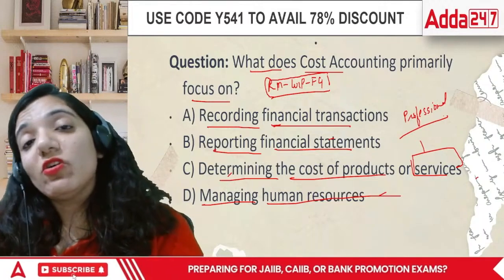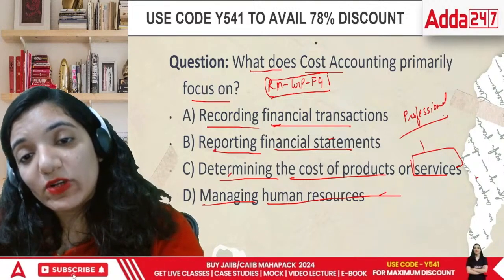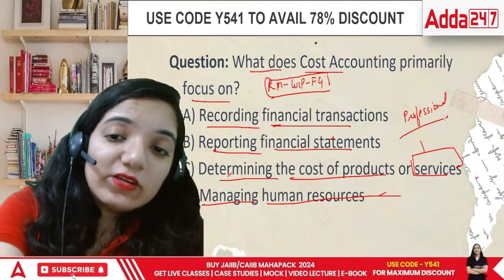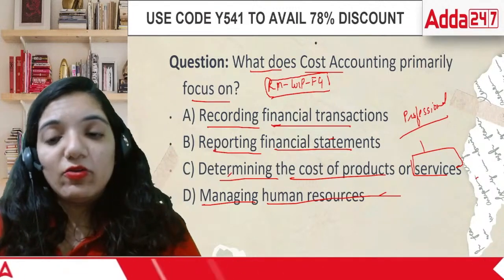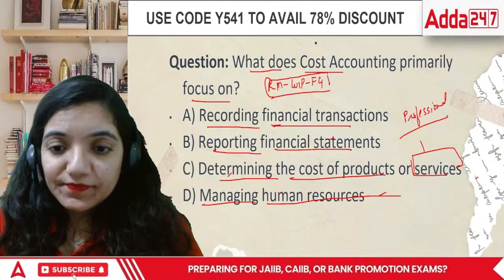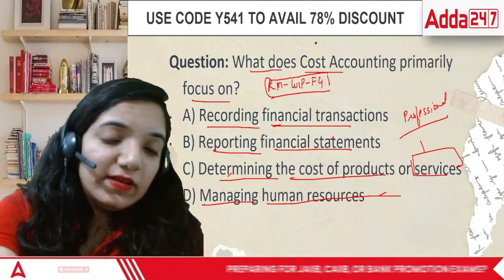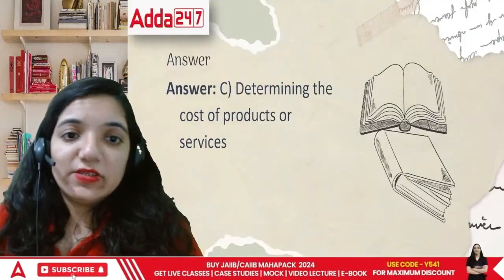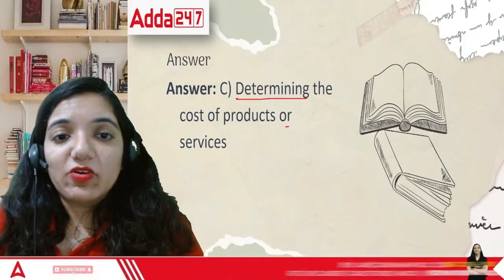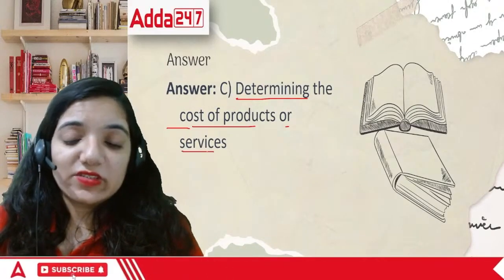So basically, cost accounting is to note down whatever cost you are incurring in terms of making the products or going through the services. Okay. Then comes the next question, that is determining the cost of the products or services.